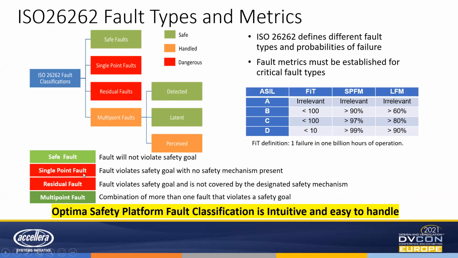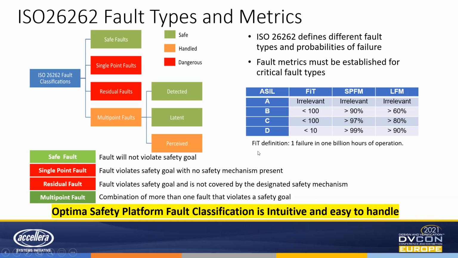So we classify those as single point faults. What is a residual fault? The fault violates the safety goal, and there is a safety mechanism, but the safety mechanism is not designed properly and the fault is not covered by the designated safety mechanism. That's what we call a residual fault. A multi-point fault, by definition, is a combination of more than one fault that violates the safety goal.